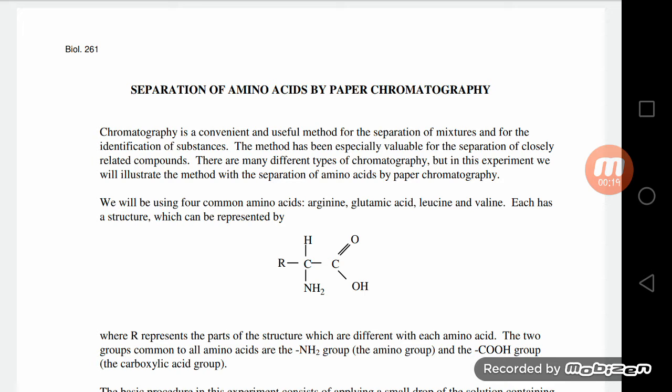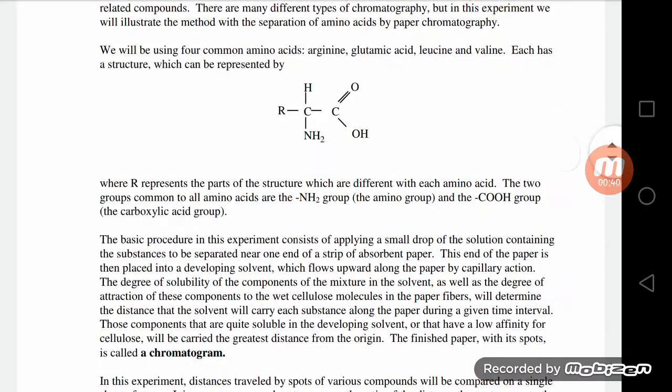There are many different types of chromatography, but in this experiment we will illustrate the method with the separation of amino acids by paper chromatography. So we will use four common amino acids: arginine, glutamic acid, leucine and valine. Each has a structure which can be represented. You can see here where R represents the part of the structure which is different with each amino acid. The two groups common to all amino acids are the amino group and the carboxylic group.